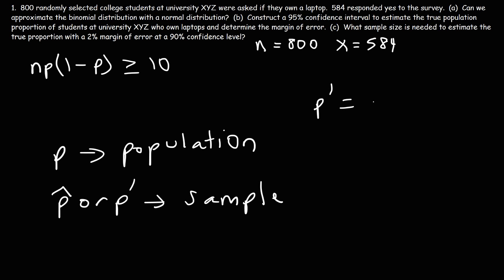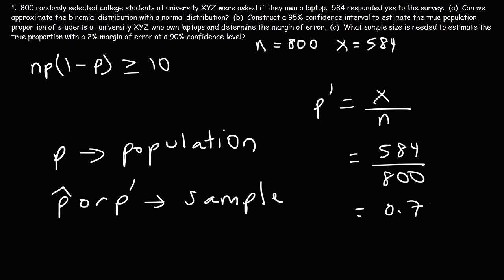p prime is equal to x divided by n. So that's going to be 584 divided by 800, which turns out to be 0.73. So about 73% of people responded yes to the survey. So now that we have p hat or p prime, we can now determine if this distribution will approximate a normal distribution.